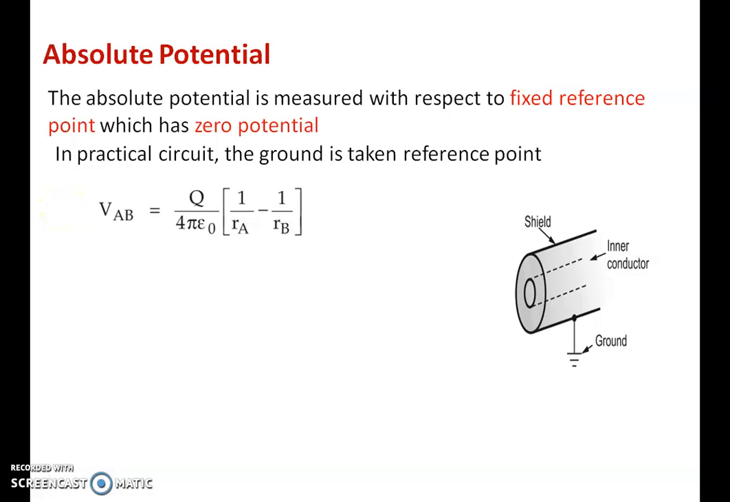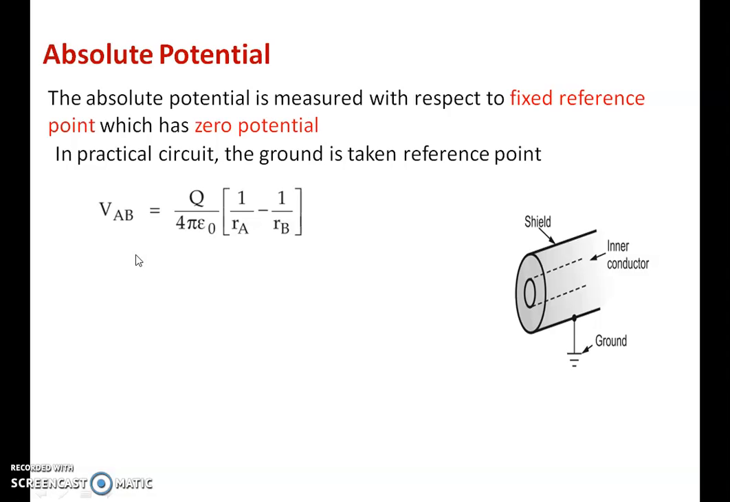What is the difference between potential and potential difference? Potential difference is the work done to move a charge from point B to point A. Now, potential is the work done to move a unit charge from infinite distance to a particular point A. That work done is known as the potential at that point A. So if I bring the unit charge from infinity to point A, then this expression can be termed as the expression for potential.